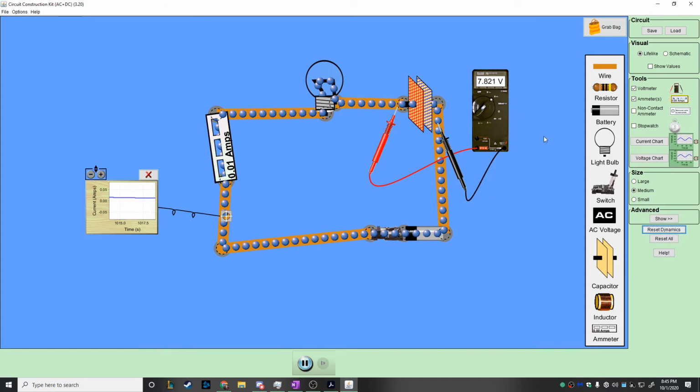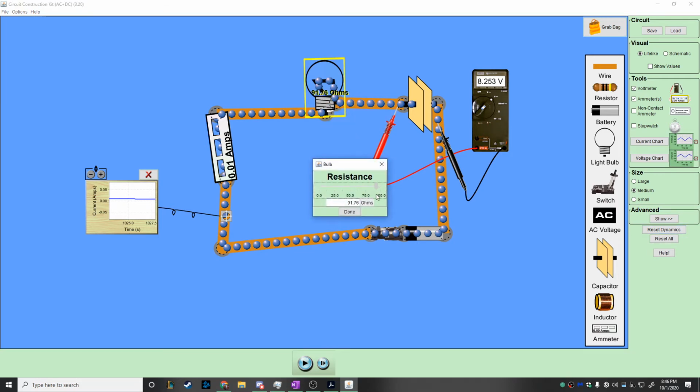Now, what we can do is actually play with this setup. I don't know if you got much of a sense for how long this took here, but it's taken a while, right? Now, I'm going to pause the simulation. We're going to reset the dynamics. And what I want to do now is change some values around here. So what do you think is going to happen if I reduce the resistance in this light bulb, let's say by a factor of 50? So what if we go down to 2 ohms?